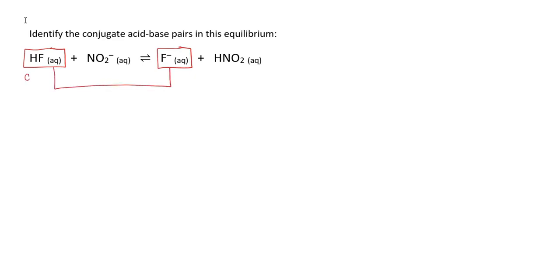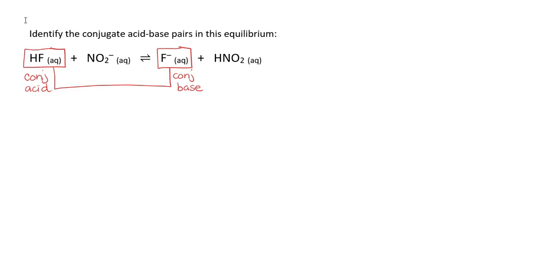The HF has one more H and one more plus, so it will be the conjugate acid, and fluoride, F minus, will be the conjugate base. The other thing to notice is, as we said earlier, one of the conjugate acid-base pair will be a reactant and the other one will be a product. And what we're seeing here is consistent with that.